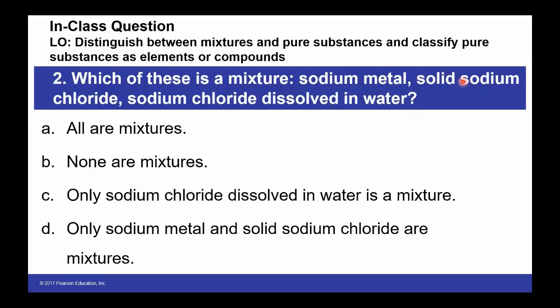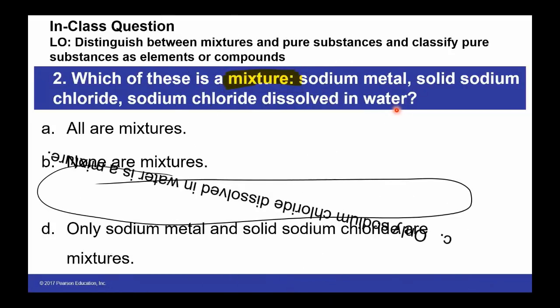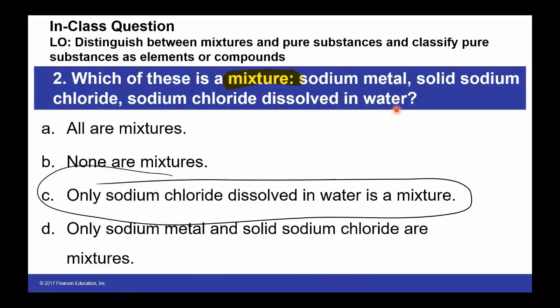Sodium chloride is a compound, but if we have sodium chloride dissolved in water, we've got sodium chloride plus water. Remember, a mixture is anything that is two or more pure substances put together. So what's our answer? C. Only sodium chloride dissolved in water is a mixture.